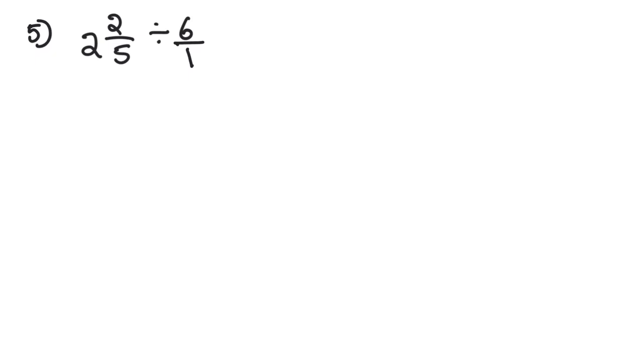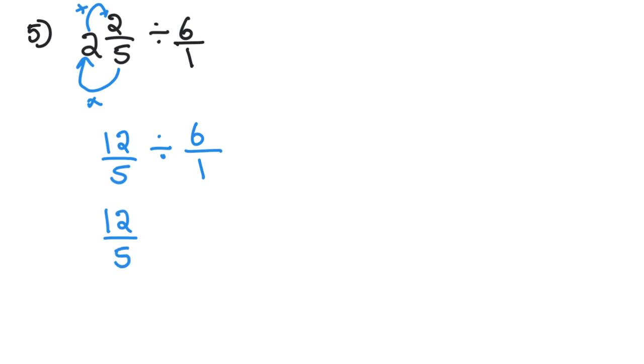We learnt it in the previous lesson, previous slides. 5 times 2 is 10 plus 2 is 12. So this is 12 over 5 divided by 6 over 1. Now, how do we divide two fractions? Keep the first fraction as it is. Change the division sign to multiplication and flip the second fraction. 6 over 1 becomes 1 over 6.